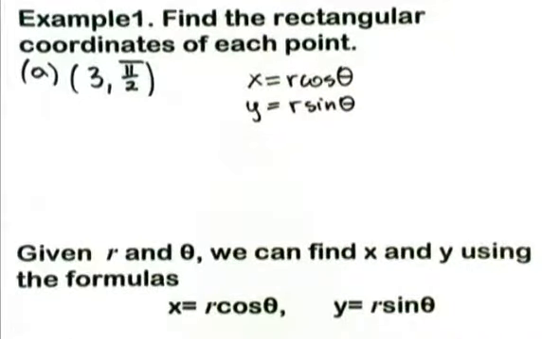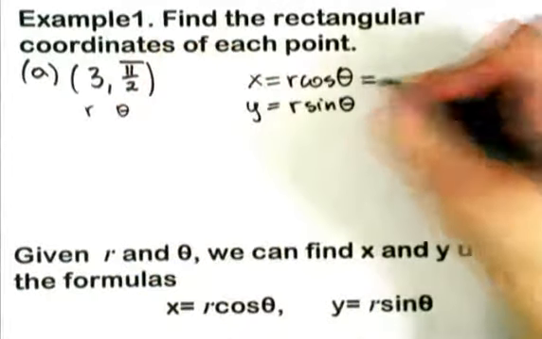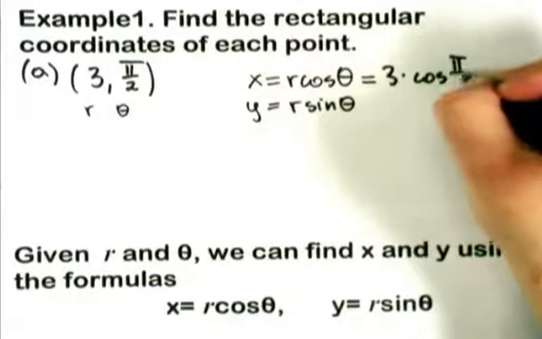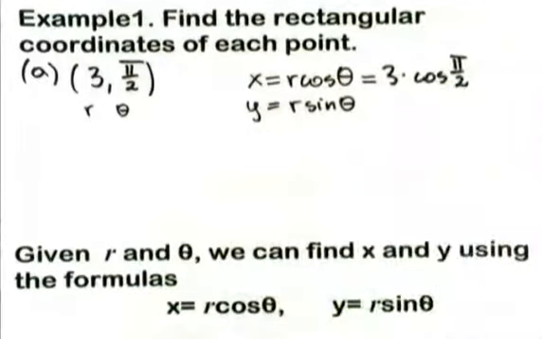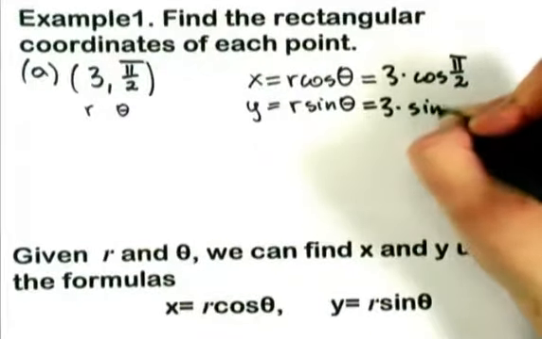And now we can substitute. This is my r, this is my theta. So my x is equal to 3 times cos pi over 2, and my y is equal to 3 times sine pi over 2.